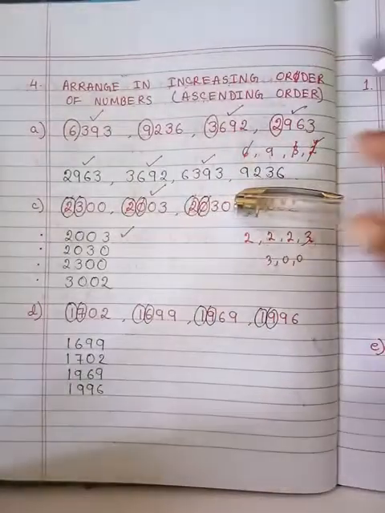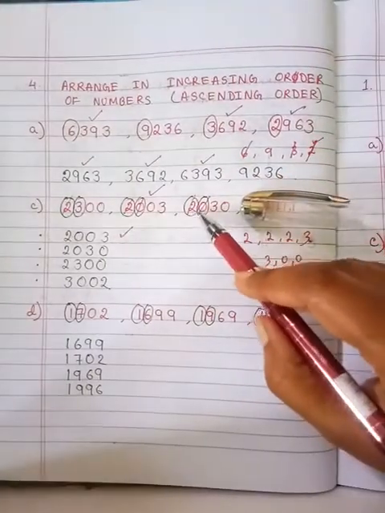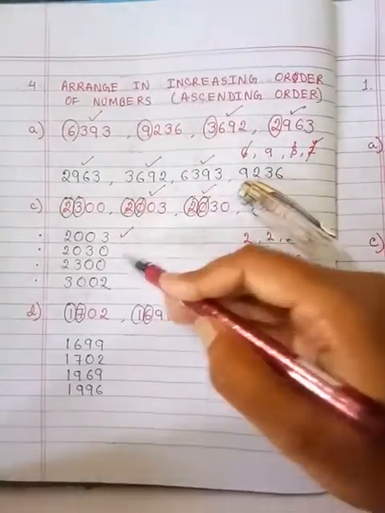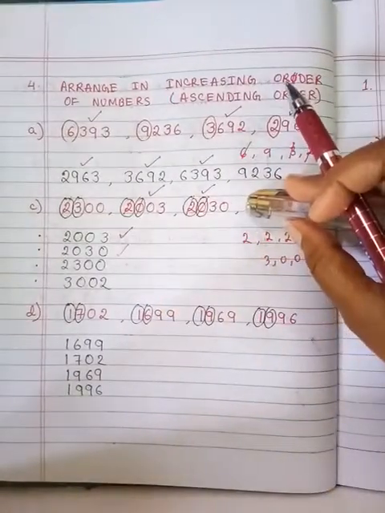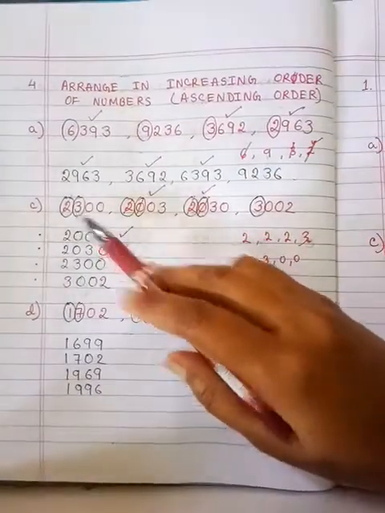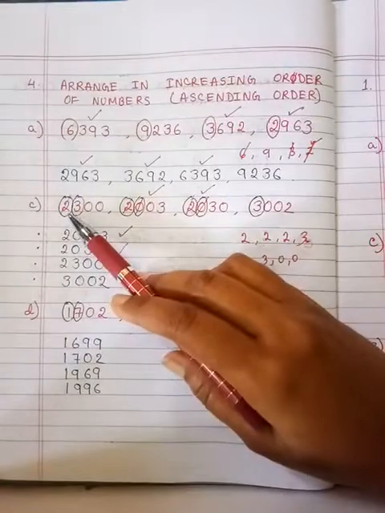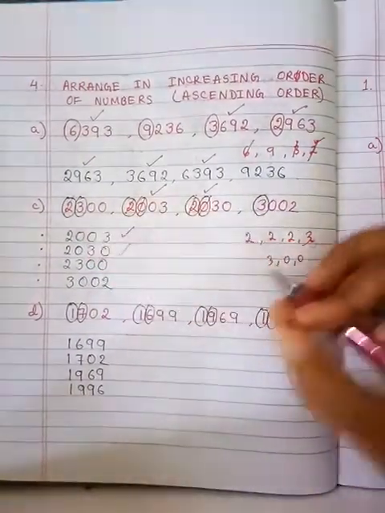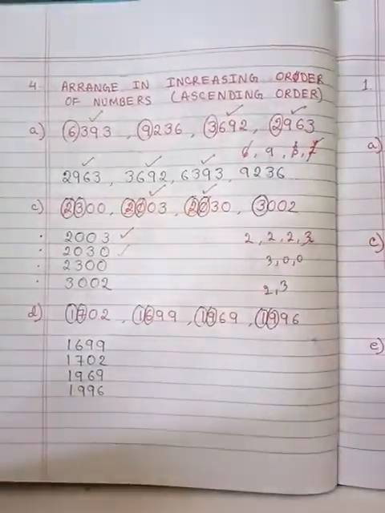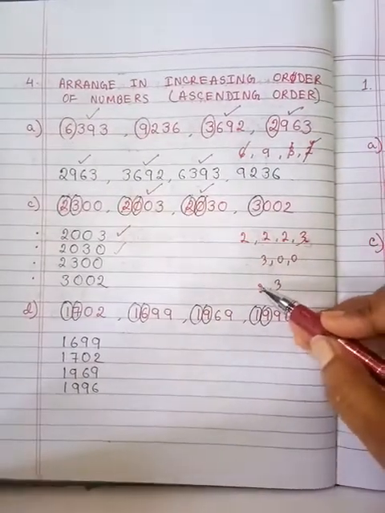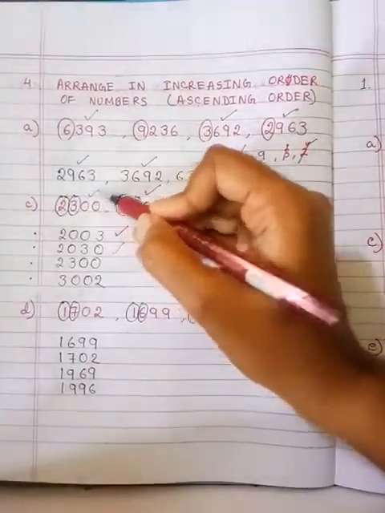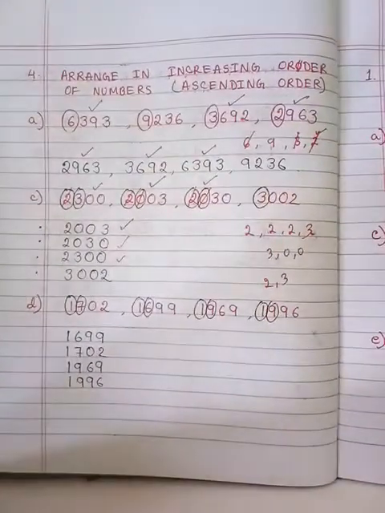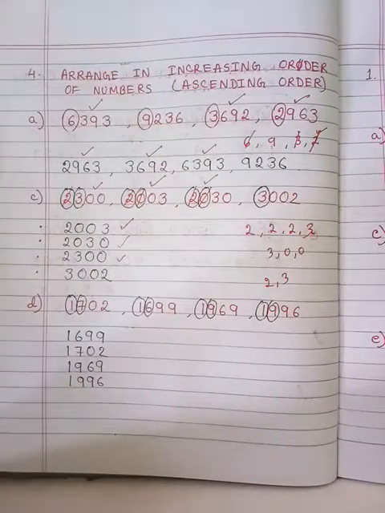Write down this one. Next number will be 2030. Now between these 2 numbers, first digit is 2 and first digit is 3. Between 2 and 3, which is smallest? 2 is smallest. So next write down 2300. After that 3002.